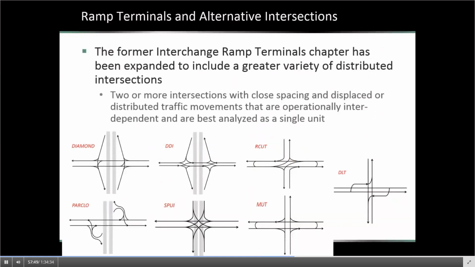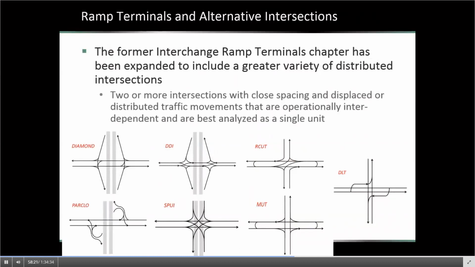The HCM 2010 had a chapter on interchange ramp terminals that allowed for the evaluation of diamond interchanges and SPUI, single point interchanges, park close. Through, again, research sponsored by Federal Highway, that chapter has now been expanded to include a greater variety of what we call distributed intersections. So these are small intersection systems where you have two or more signals that work jointly to process traffic through a node.